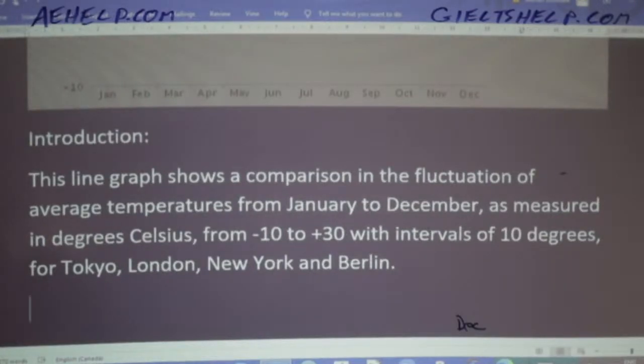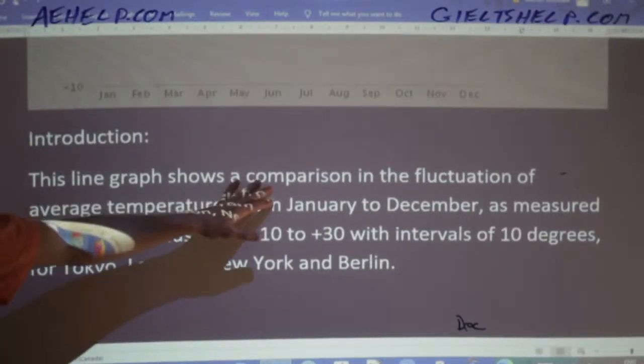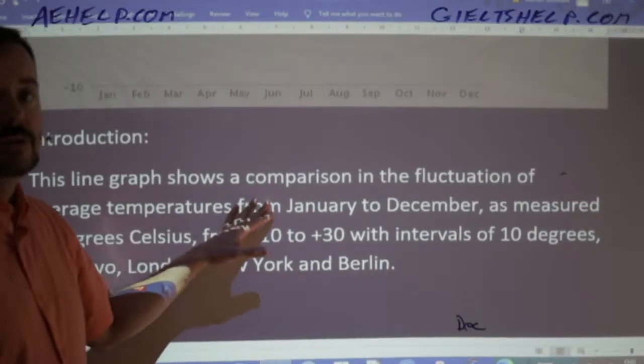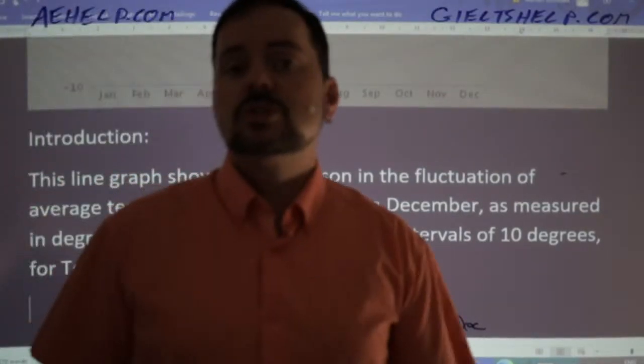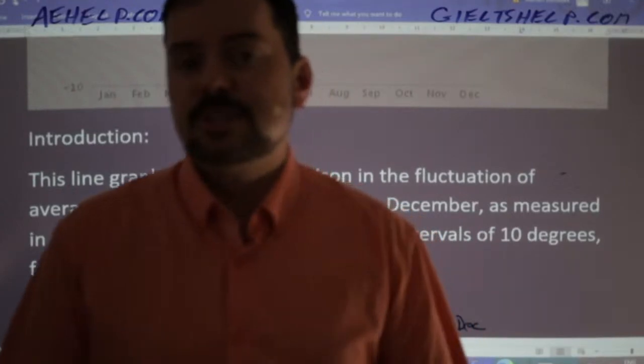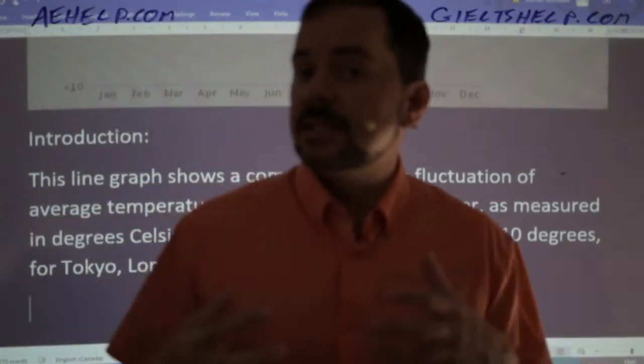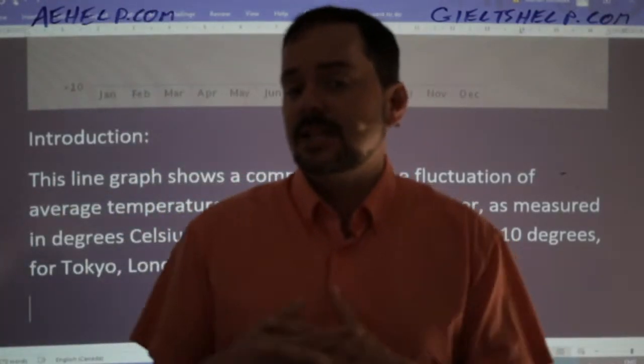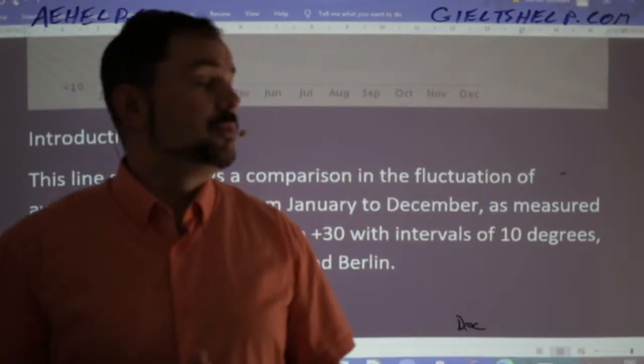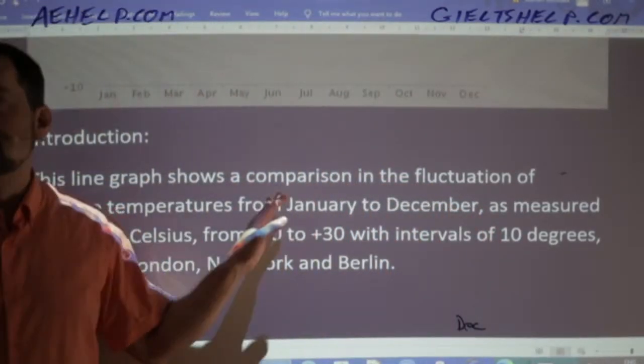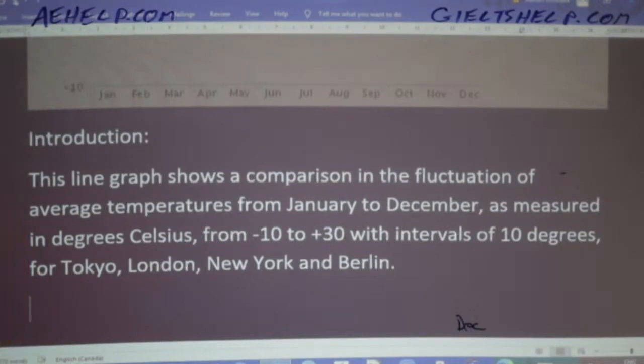Okay. Comparison's good. Another word that you can use is correlation. Okay, line graphs are often used to show relationships among different independent variables, in this case, the cities. So you could also use the word correlation instead of comparison.